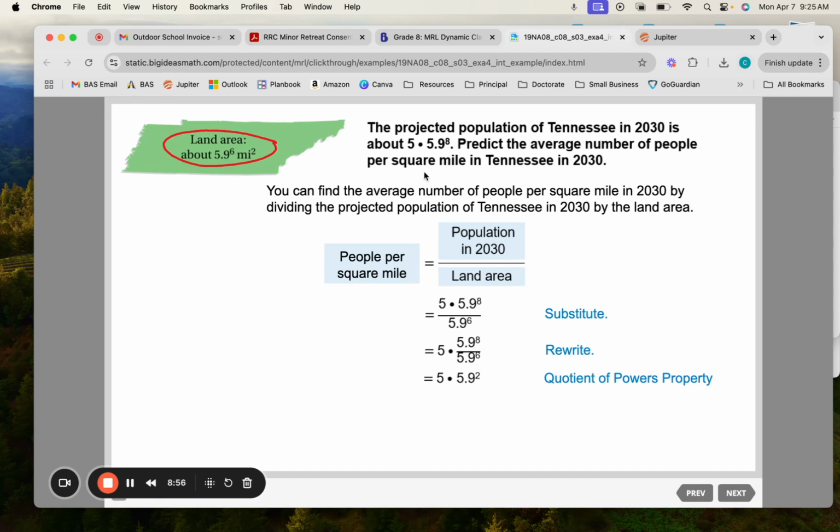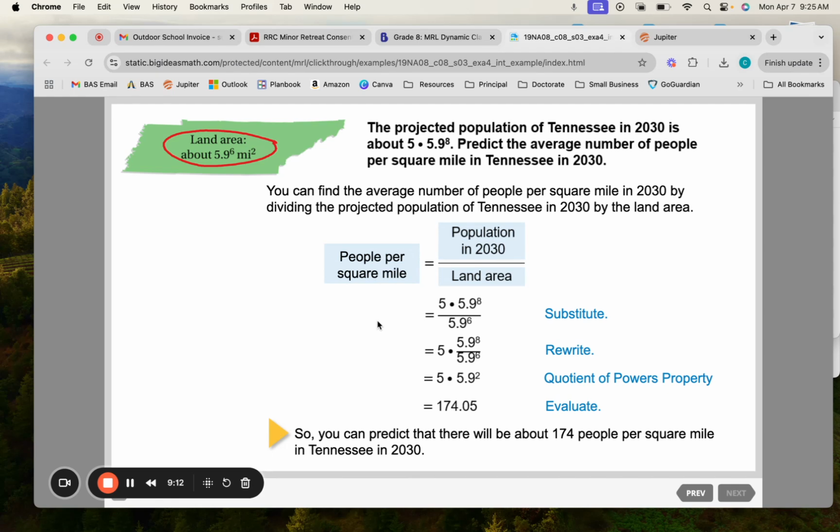Now, since this is a word problem, we do solve it. So with your calculators, 174.05. Square miles. People per square mile. So about, you can't have 0.05 of a person, right? I would not recommend it.